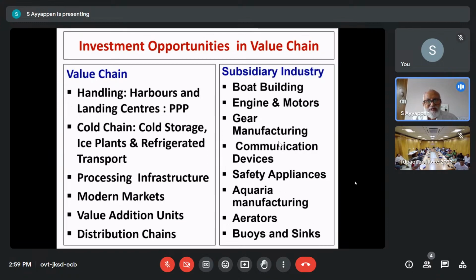Similarly, value chain handling in harbors and landing centers, the cold chains, processing infrastructure, the markets, new markets that we need to have, and then subsidiary areas, from boat building to safety appliances, for example, aquaria, aerators, it goes on. The reason I'm mentioning this is that, finally, these programs, this UGC program and all that, should lead to, of course, good research, and at the same time some kind of enterprise. So whenever people come to you, don't say you don't know. There are many centers that you can guide them to, and you can also start working with them.